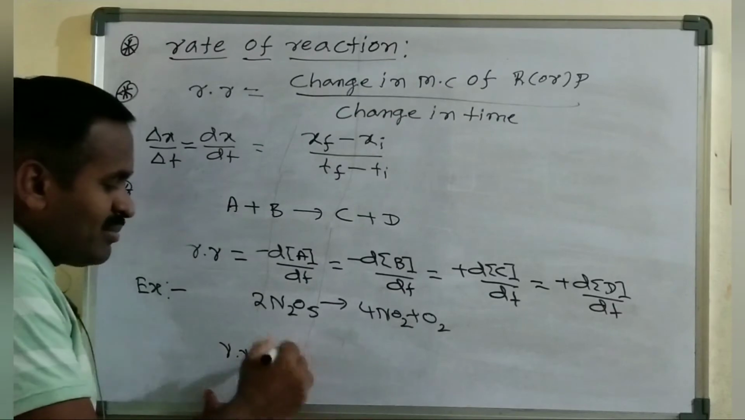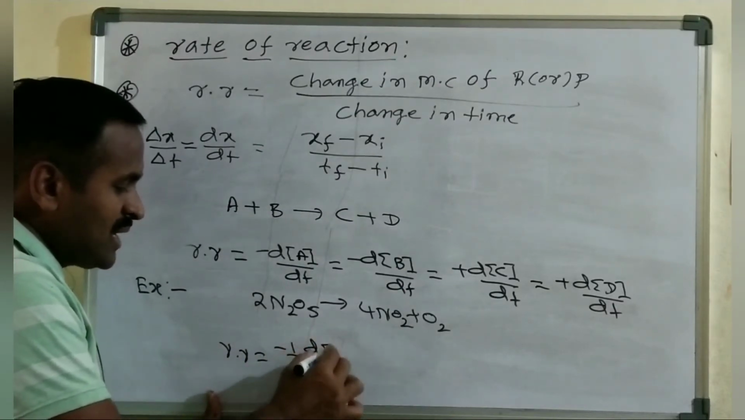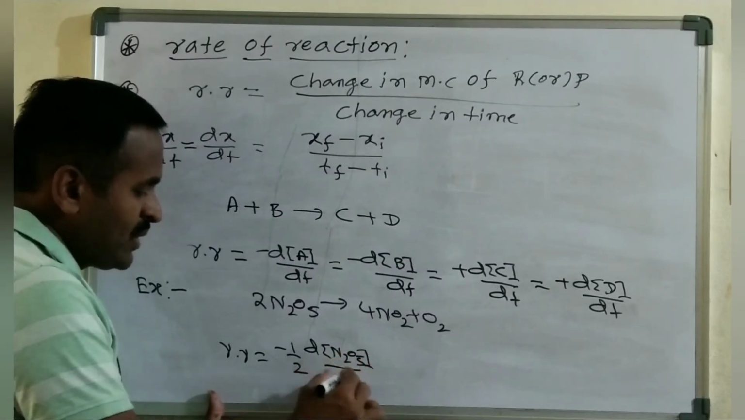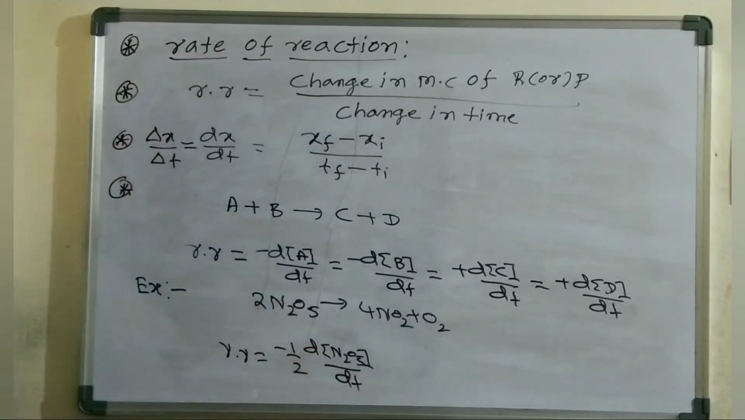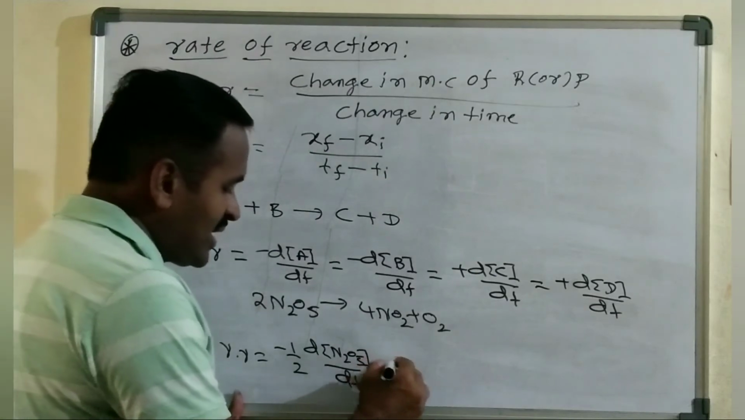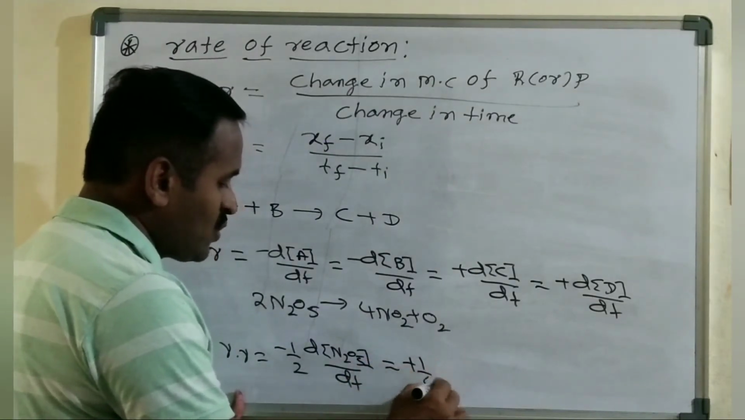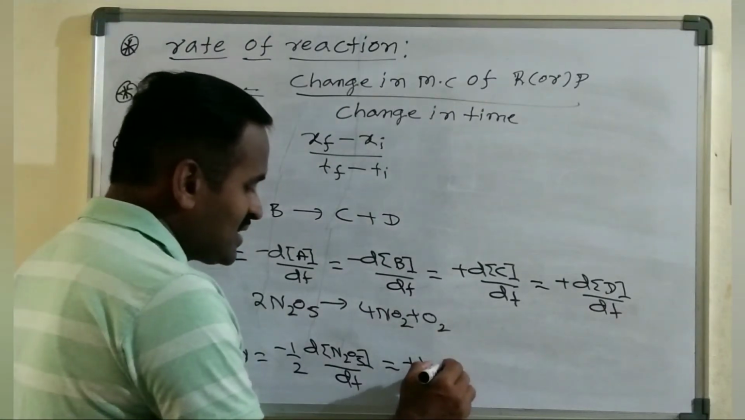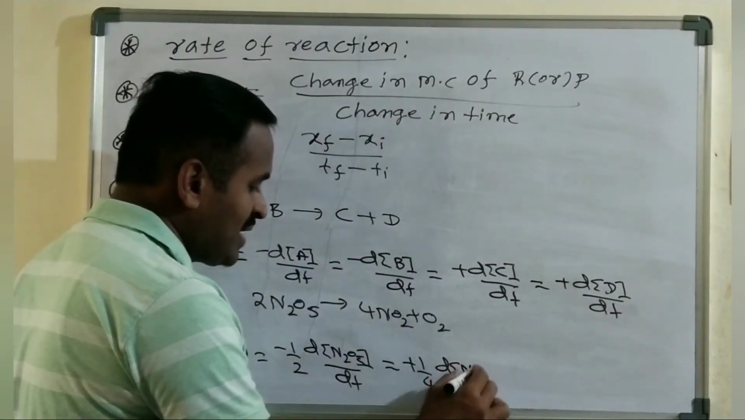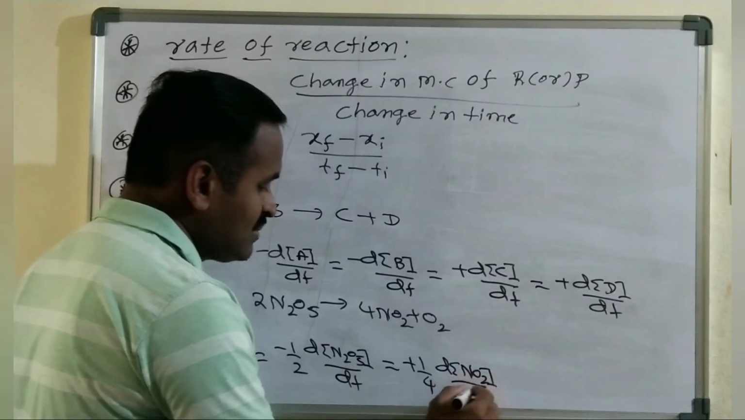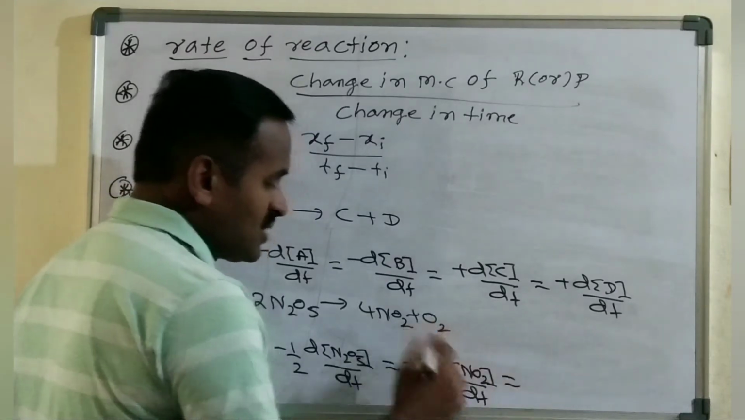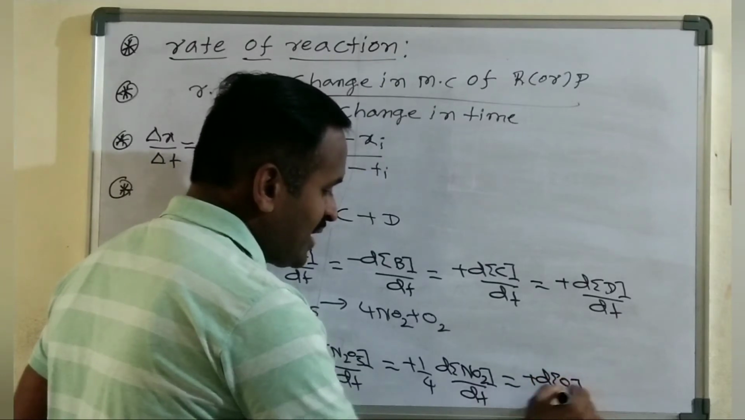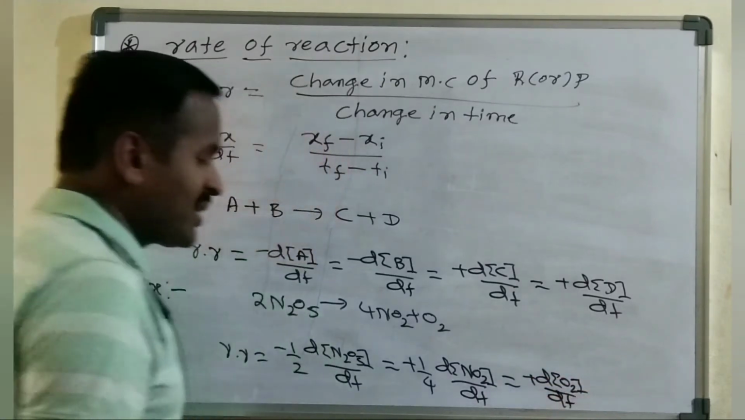So minus 1 by 2 d of N2O5 divided by dt, the disappearance of N2O5, and simultaneously plus 1 by 4, with the stoichiometric coefficient written in the denominator, d of NO2 divided by dt, which equals simply plus d of O2 divided by dt. This is a simple reaction.